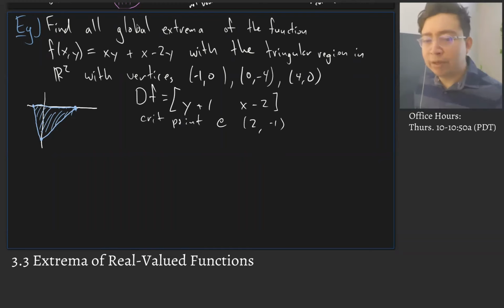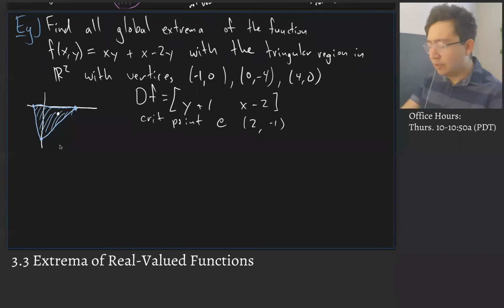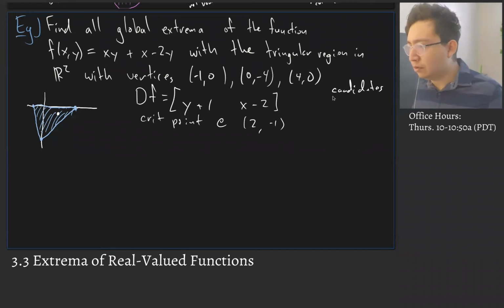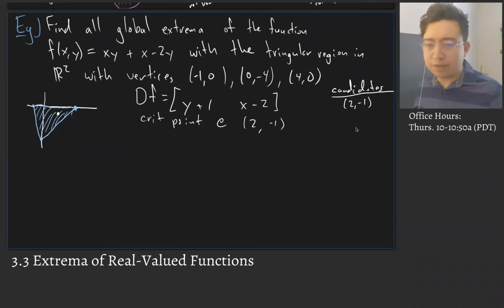The thing with these sorts of problems is that you want to check that this critical point is actually inside of your domain D here, or whatever it's called. So in this case, sure enough, there's your critical point. That's one of our candidates right now. I'm going to keep a running list of candidates for extrema. So the candidates can come from critical points, but where else can they come from? What else can we do?